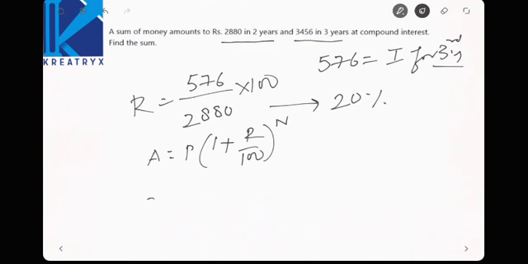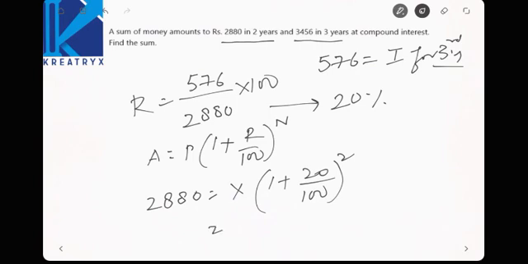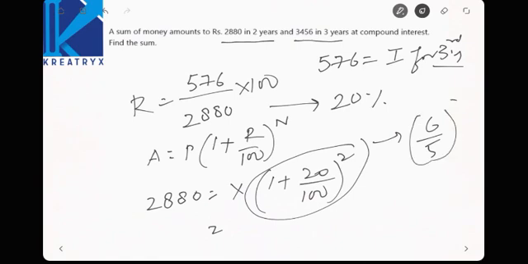The amount is 2880, and we don't know the initial sum. Let us consider it as x. 1 plus 20 by 100, to the power of 2, as it is done for 2 years. Now see here, what will be the calculations? This is nothing but 100 plus 20, 120. 120 by 100 is nothing but 6 by 5. So this value is nothing but 6 by 5 whole square.